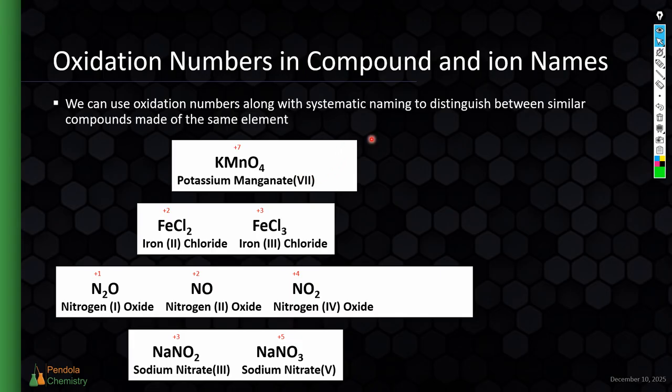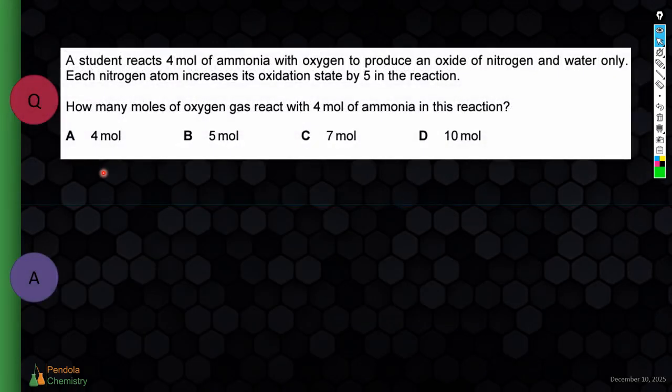So let's look at some questions that are not necessarily going to use the nomenclature, but are going to use the fact that you can tell different families of compounds apart, or different compounds in the same family apart, by their oxidation number. In this paper 1 question, it reads, a student reacts 4 moles of ammonia with oxygen to produce an oxide of nitrogen and water only.